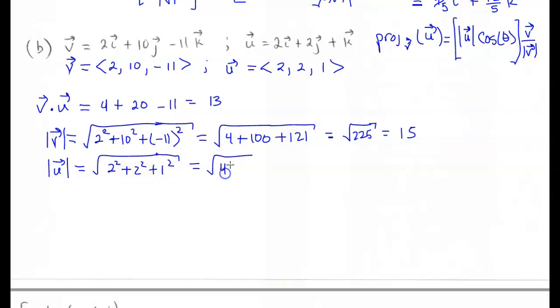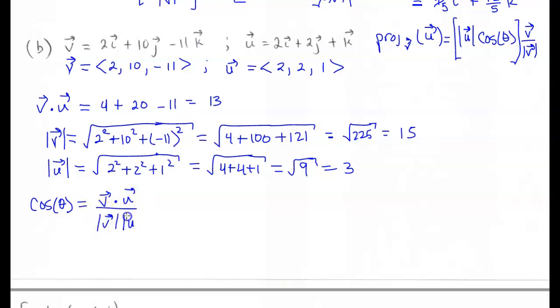And that's just going to be 4 plus 1, which is 9. And square root of 9 is 3. So now that we know what the magnitude of both u and v are, we can now just go and figure out what cosine of theta is, which is going to be v dot u over the product of the magnitude of v and u.